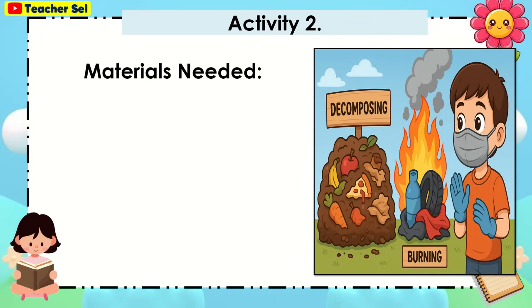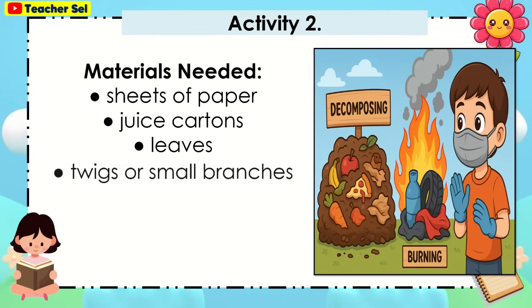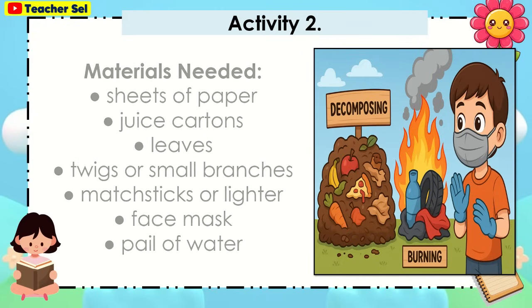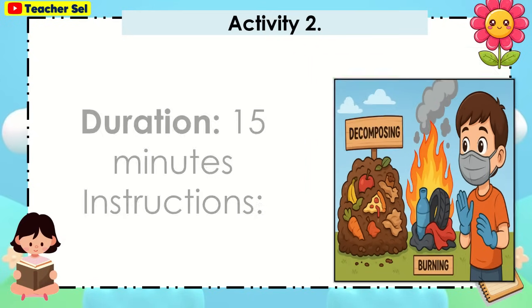Here are the materials needed for this second activity: sheets of paper, juice cartons, leaves, twigs or small branches, matchsticks or lighter, face mask, pail of water. The duration of this activity is good for 15 minutes. Here are the instructions.